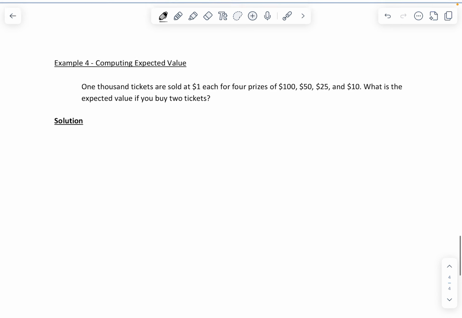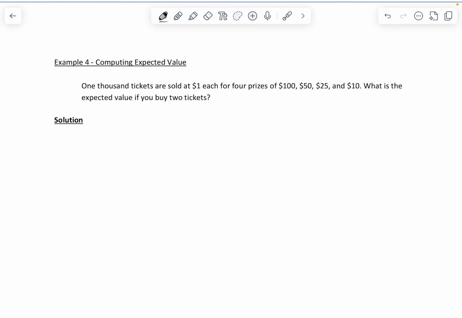Let's look at another example. Let's say that 1,000 tickets are sold at $1 each for 4 prizes of $100, $50, $25, and $10. What is the expected value if you buy 2 tickets? Let's begin by finding the expected value for just buying 1 ticket. I've got to add 4 values together, corresponding to each of the 4 prizes. The probabilities of winning each of the 4 prizes are the same, because there are 1,000 tickets and 1 ticket corresponding to each prize.